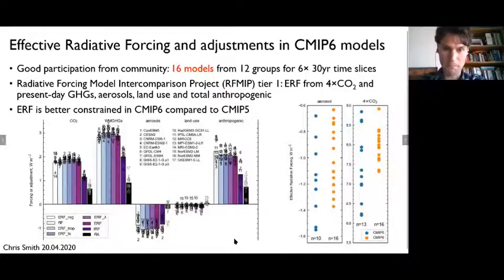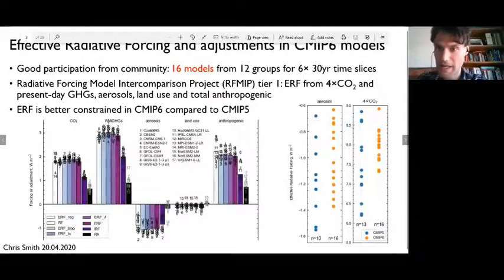This plot on the left shows you various ways of estimating the effective forcing in different models, but the bars to concentrate most on are the 3 on the right for each component. We have the effective forcing, the instantaneous forcing, and this adjustment term. I'm going to talk a little bit more about the adjustments later on, but they're a significant part of the forcing for each component.